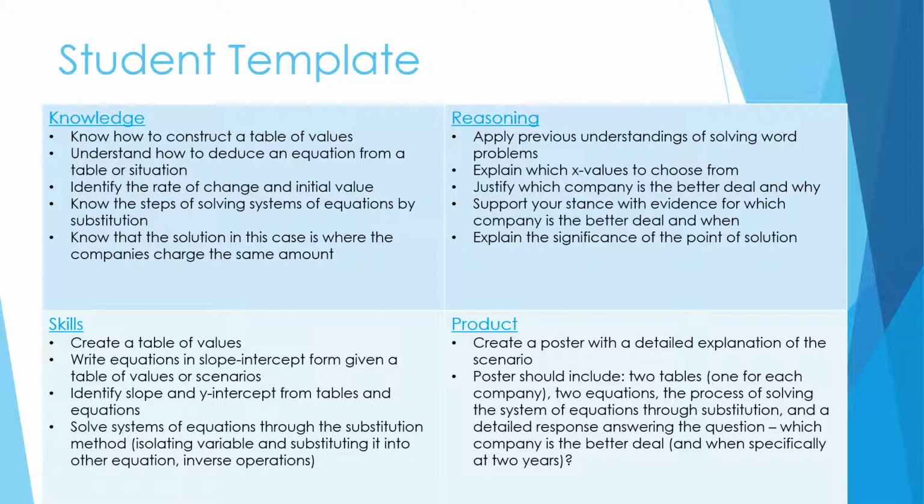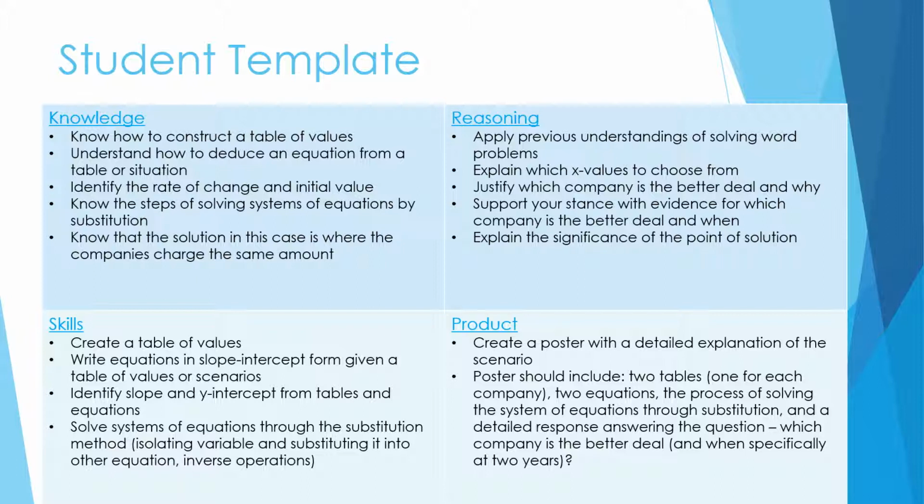In terms of reasoning, students should be able to apply previous understandings of solving word problems. They should be able to explain which x values they chose and why they chose those arbitrary x values in their table. They should also be able to justify which company is the better deal and why. Also, supporting their stance with evidence when determining which company is better is necessary. And finally, they'll have to explain the significance of the point of the solution.